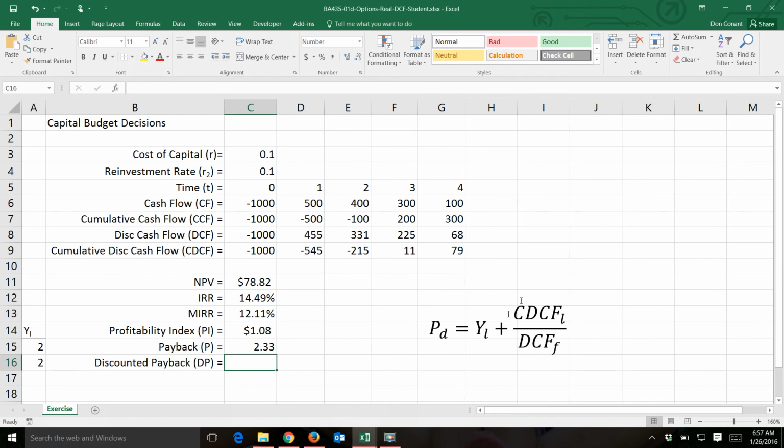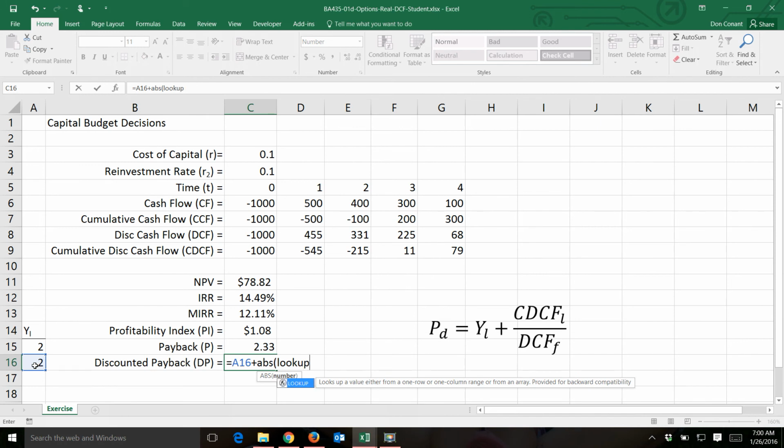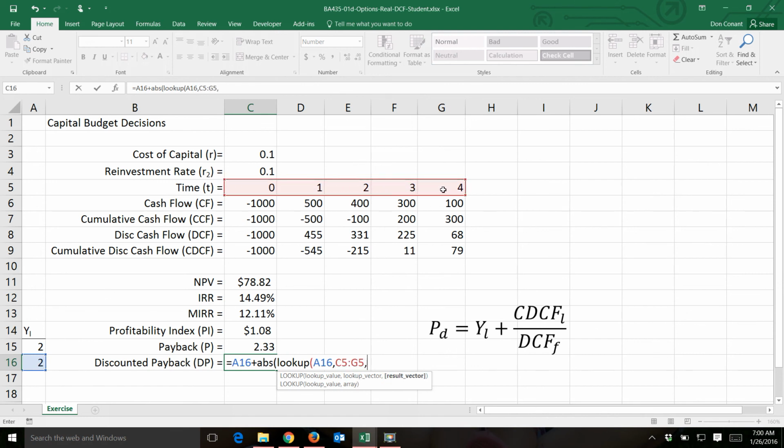Now we'll complete the equation here to find the discounted payback. We'll take equals the year plus, again, we want the absolute value of that last negative amount. So we'll look up, we'll just look up the year. We know when it occurs in C5. When we find that, we'll go ahead and get the discounted cash flow.